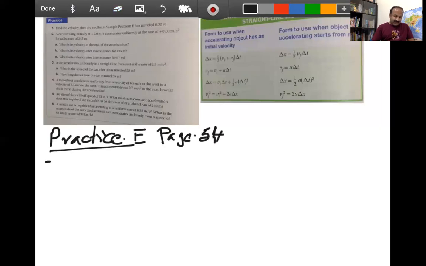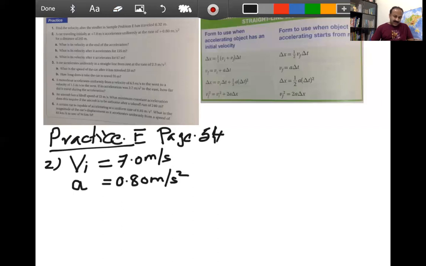So in question number 2, the values given are VI, the initial velocity of the car, which is equal to plus 7.0, meaning it's going in the positive direction, 7.0 meters per second. It accelerates uniformly at the rate of 0.80 meter per second squared, so acceleration is given. A is equal to 0.80 meter per second squared, for a distance of 245 meters. So delta x, the distance traveled, is equal to 245 meters.